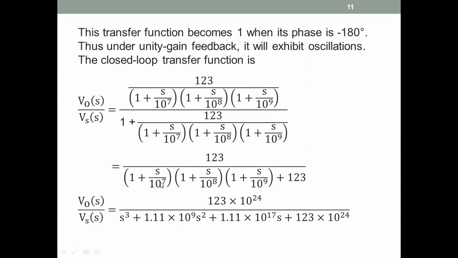We expand this out and multiply by the coefficient of the s cubed term, which is 10 raised to 24. So we multiply this thing out by 10 raised to 24. So we'll get s cubed plus 1.11 10 raised to 9, 1.11 10 raised to 17, 123 times 10 raised to 24, which also goes up. So this is our closed loop transfer function.